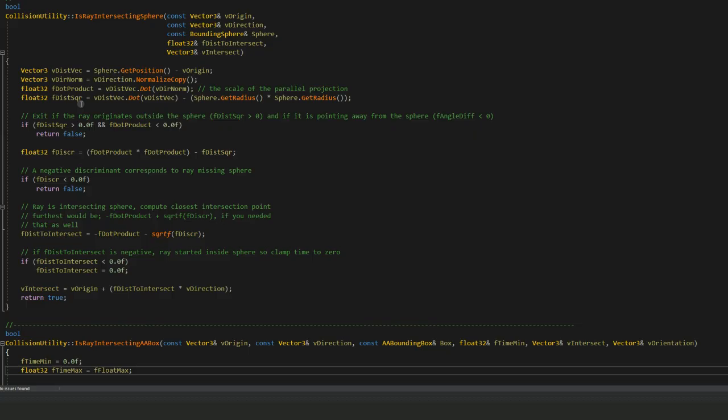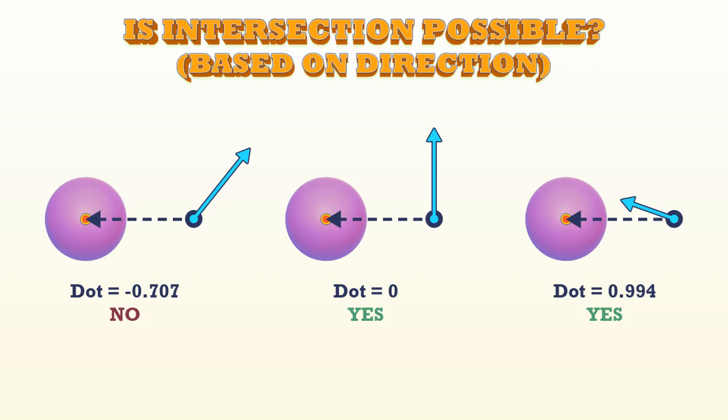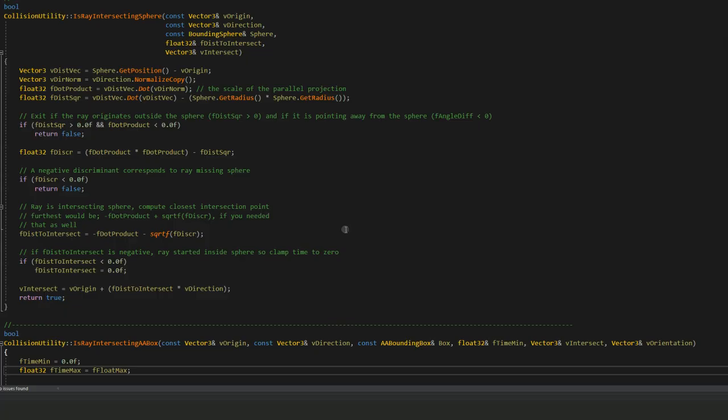If the squared distance is more than 0, the ray originates outside the sphere. If the dot product is less than 0, it is also pointing away from it, as you can see in the first example here. If this is the case, there is no intersection, so we return false.